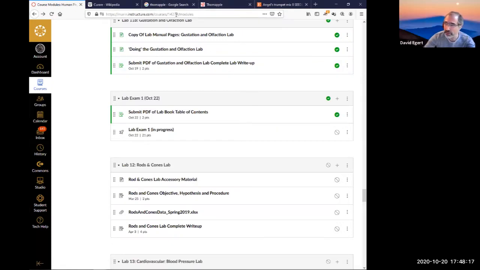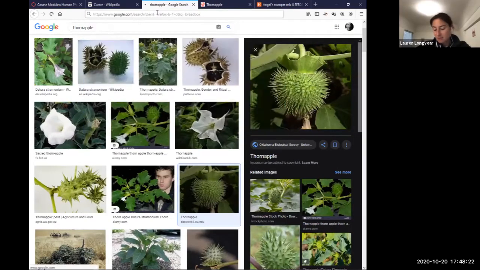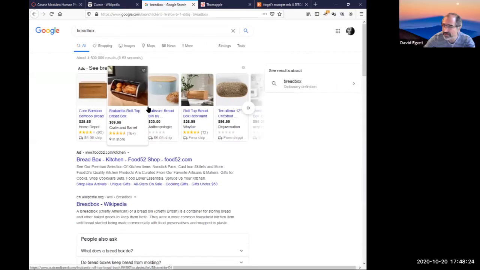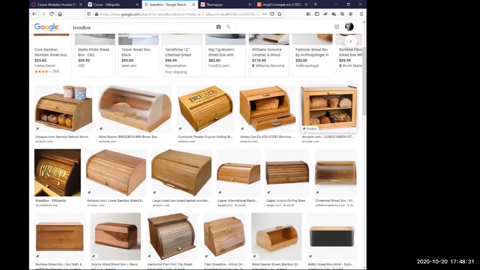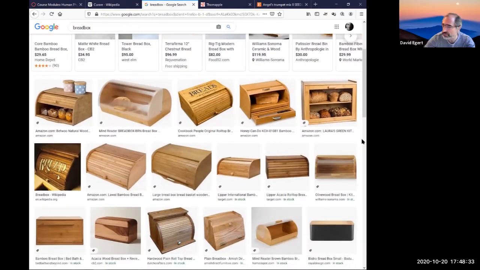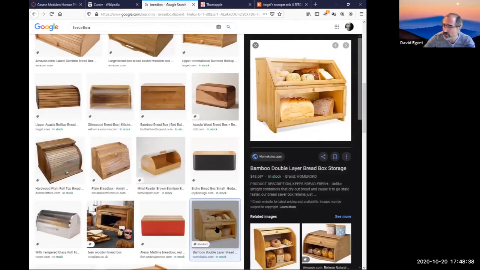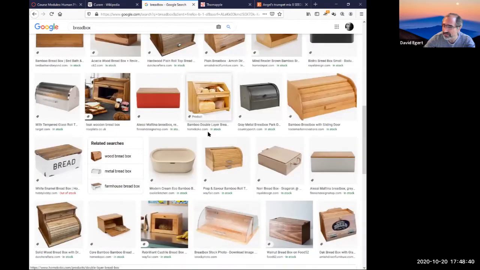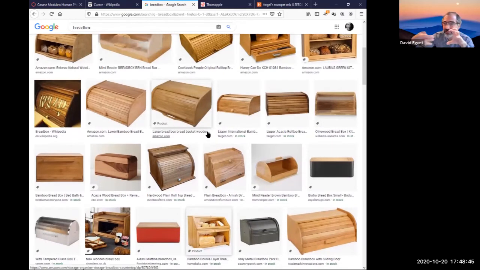So you guys have never heard of bread boxes? Okay. Yeah, these things. Let me go to images of bread box. Something like this. Yeah, so it's about 2 liters, right? It's way bigger. A liter is just like a water bottle. A liter is about a quart.